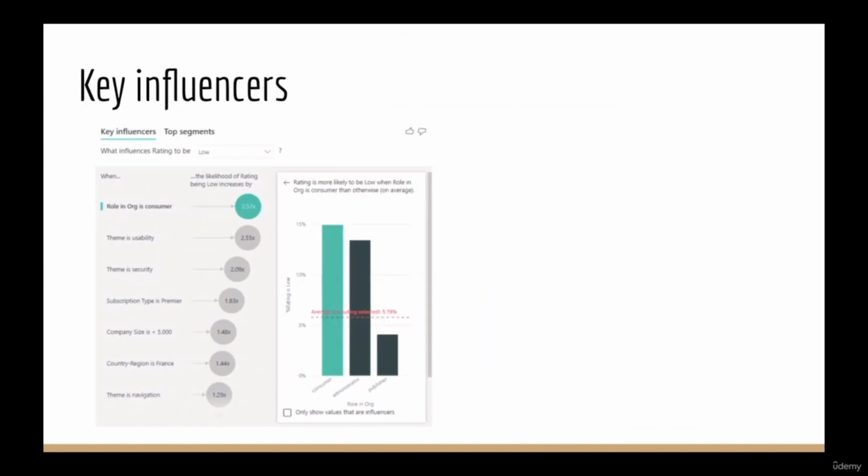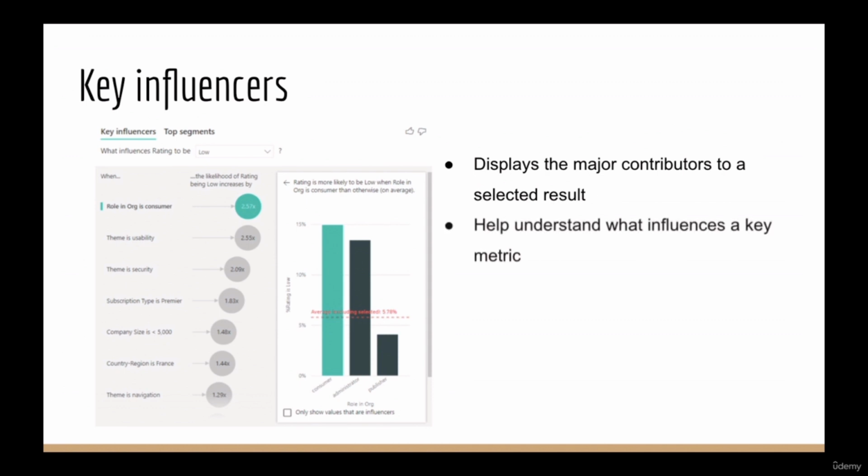Another type of chart is a key influencers chart. A key influencers chart displays the major contributors to a selected result or value. Key influencers are a great choice to help you understand the factors that influence a key metric.